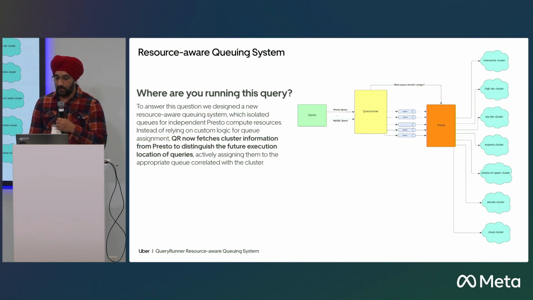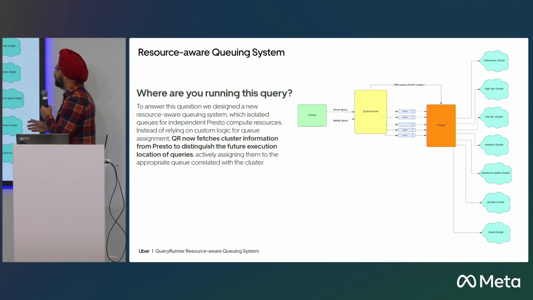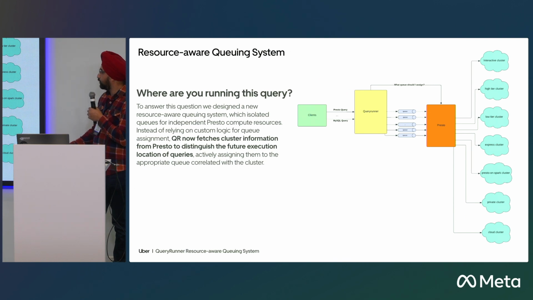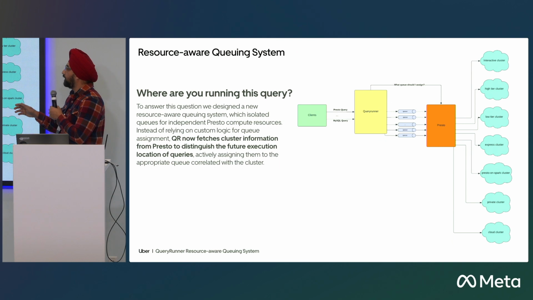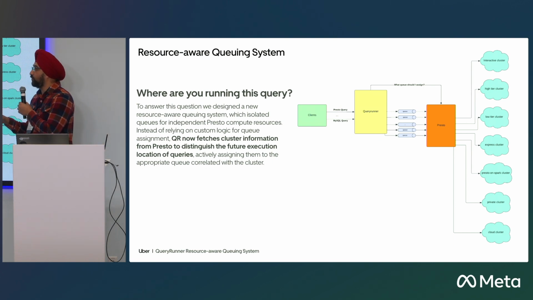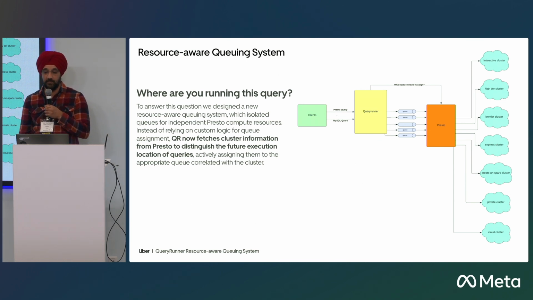So then we had to add a feedback loop from Presto, because Query Runner is kind of so far separated from Presto. But given the number of cluster groups that we had, and then going into the cloud, there are a lot more cluster groups now. So we had to create a feedback loop from Presto back to Query Runner, where Query Runner has to ask Presto which queue the query needs to go to. And this is not something that Query Runner itself can decide.